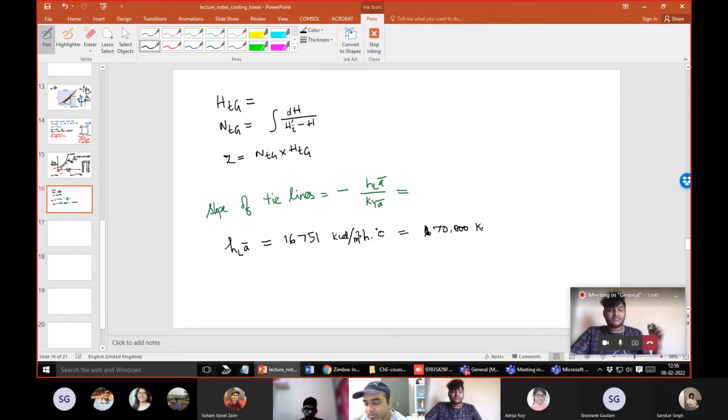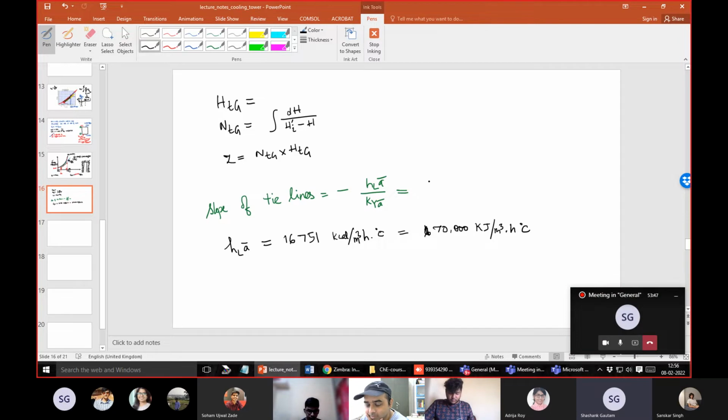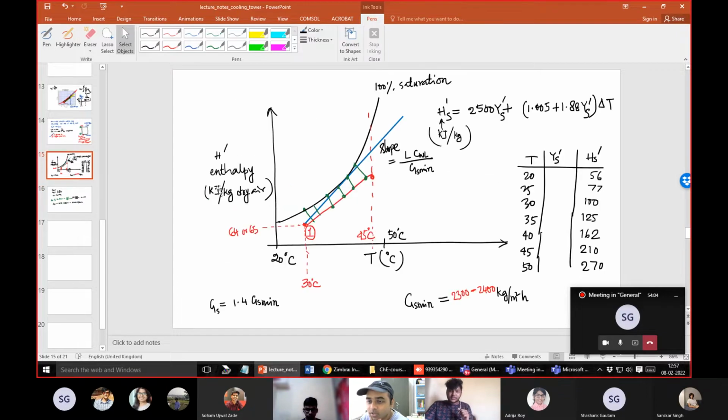Now work out the slope of the tie lines. 11.67. Something like this, minus 11.5. Yes, sir. Right. So with this slope, please construct these tie lines. You can take as many tie lines as you want to draw. That's up to you. So what is the next step?